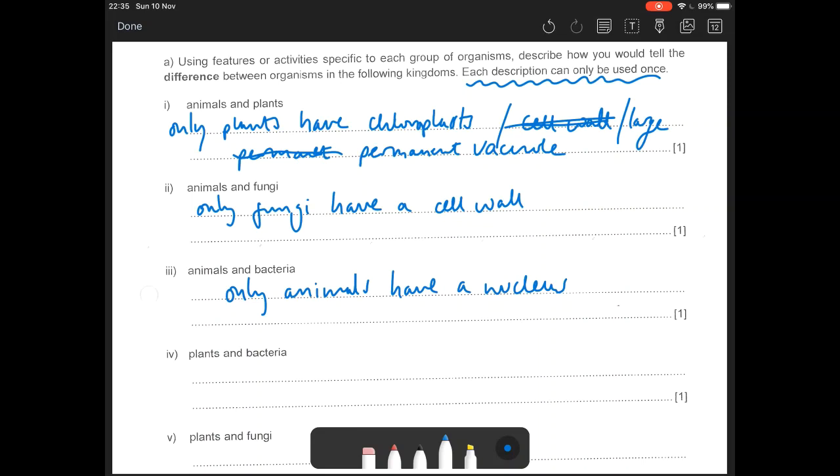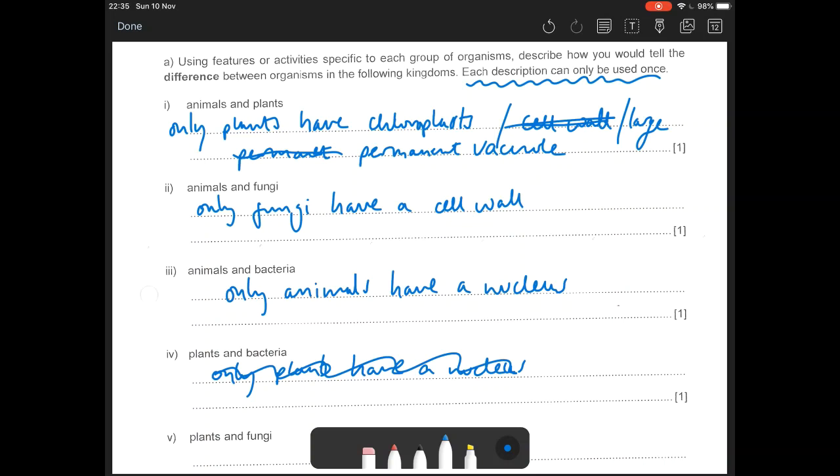Plants and bacteria, got a few differences here again. Again, only plants have a nucleus. But we said that above, so we can't use that one. What we should have said above also is that a plant cell is a eukaryotic cell, which means it has lots of what we call organelles, parts inside it that bacteria won't have. So anything that's bound within a membrane will be present in a plant, but not bacteria.